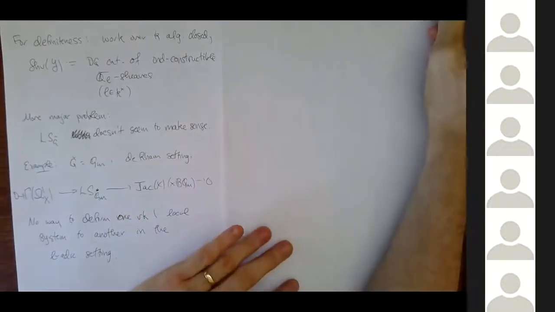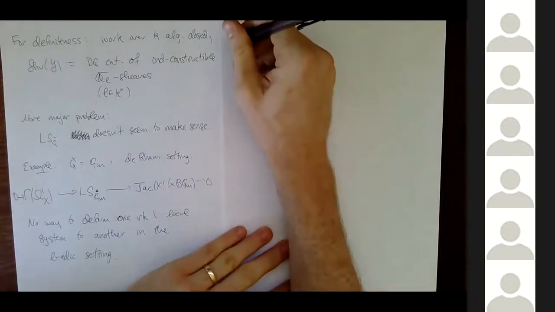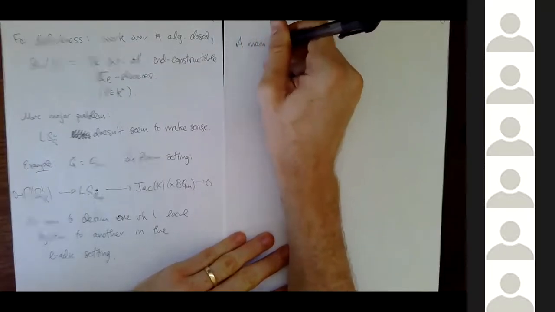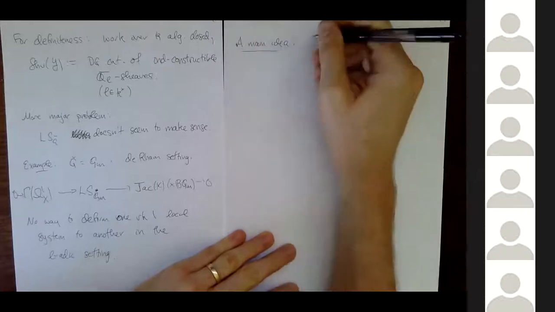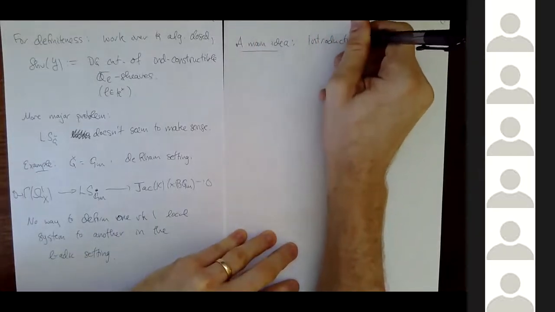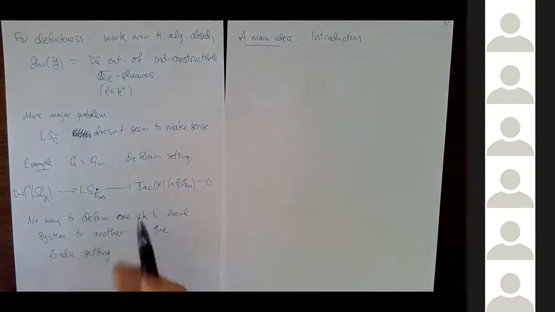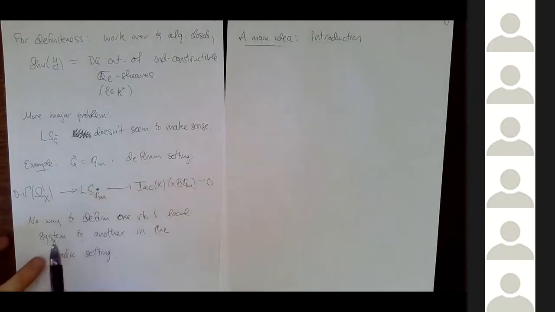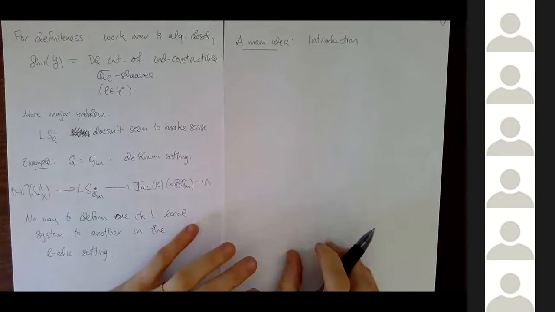One of the main ideas of our work is the introduction. In some sense, these two failures are related to each other: the space of local systems doesn't make sense, and the left-hand side, this big category of D modules, also doesn't make sense, as we'll see.